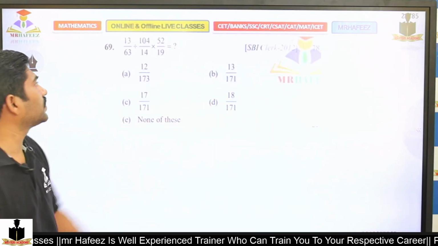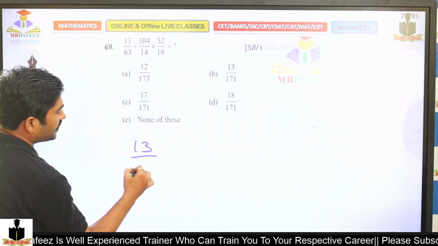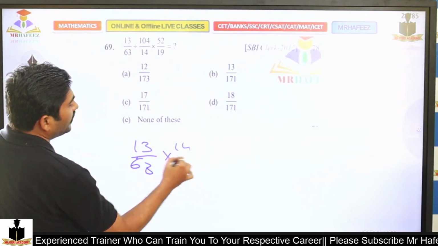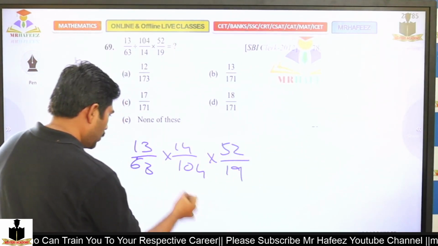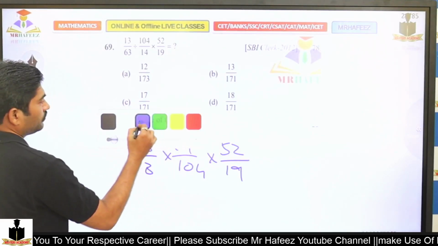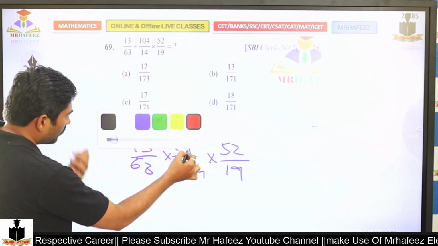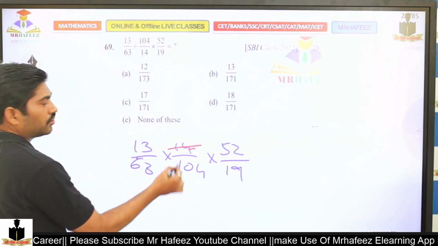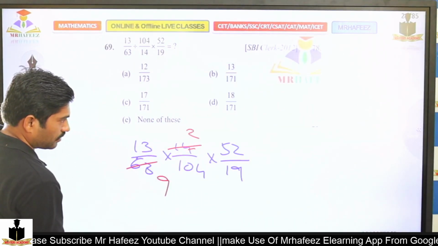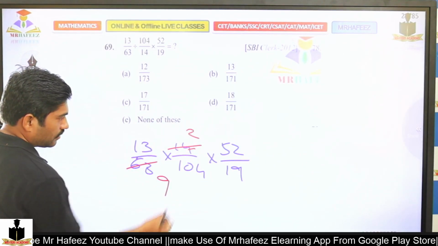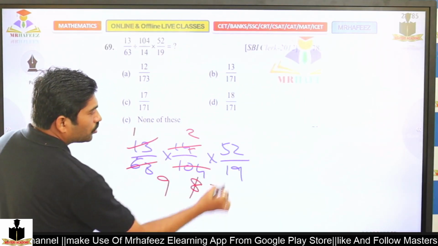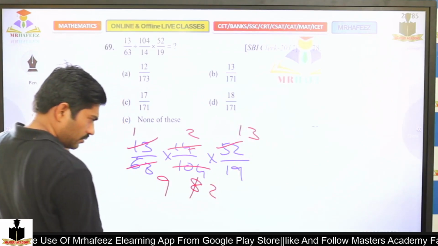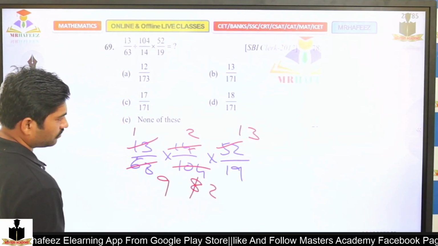Moving to the next question. So 13 by 63 into 14 divided by 104 into 52 divided by 19. So here what I can do, 7 2 times, 7 9 times, and 13 1 time, 13 8 time, and 4 2 time, 4 13 times. Is there any other possibility?